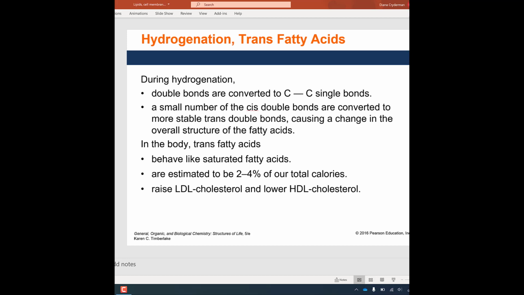So a small number of those kinked cis double bonds, so the ones that would have looked like that, might be converted into the flatter, kind of keeping it straighter. So this structure change. And so in the body, these trans fatty acids, the ones that are straighter, look and behave a lot like saturated, the ones that don't have a double bond at all. And so they're estimated to be about 2 to 4% of our total calories. And so they raise our LDL cholesterol and actually lower our HDL cholesterol. So they're typically considered to be pretty bad for us.